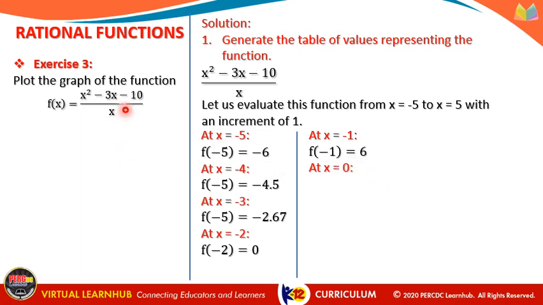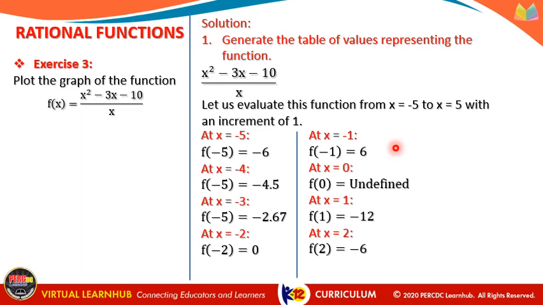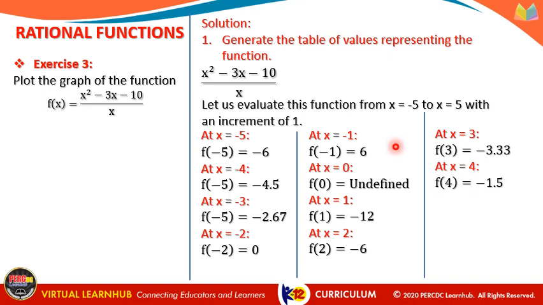Of course, if x is 0, balik tayo sa function natin, magkakaroon ka ulit ng division by 0. Ibig sabihin nito, at x is 0, we don't know. Kaya, let us put here undefined. At x is positive 1, it's negative 12. At x is 2, it's negative 6. At x is 3, it's negative 3.33. At x is 4, it's negative 1.5. And lastly, at x is 5, it's 0. Yan po yung mga values na nakuha natin.